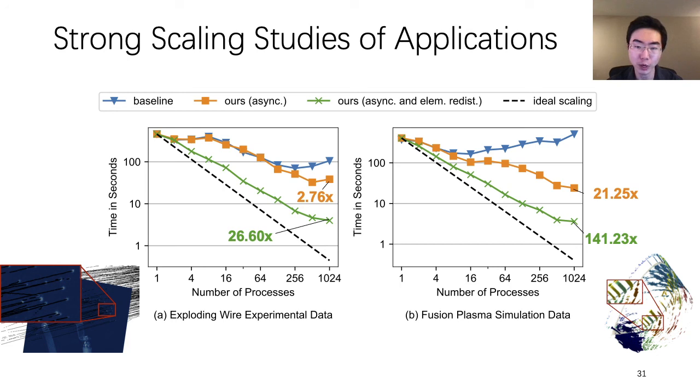For the blob tracking in the fusion plasma simulations, our method with asynchronous parallelism and element redistribution has a 141.23x speedup. The load balancing is effective in both applications because the elements are distributed non-uniformly in the data domain, as illustrated in the figures.